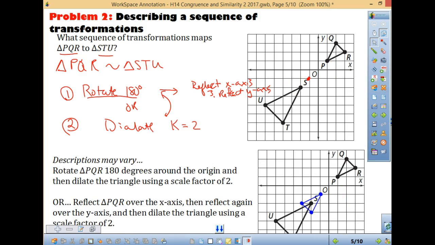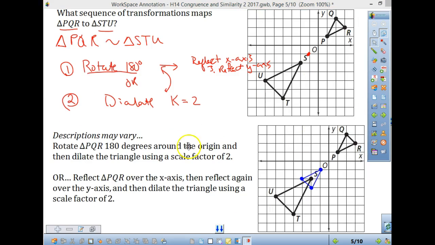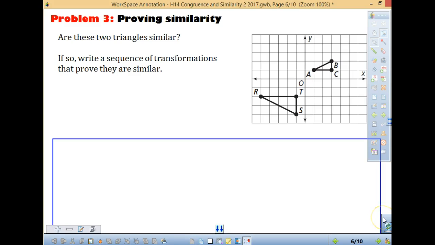So whichever way you do it, this one showed that same way, 180 from the origin, then a scale factor 2. Or reflect over x, reflect over y, then do scale factor 2. I think on the video that I put up, I did scale factor 2 first, and then I did the rotation, okay? As you are taking a look at this one, first question, are these two triangles similar?